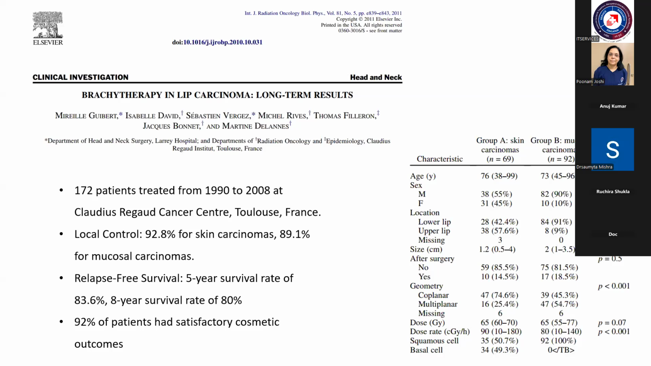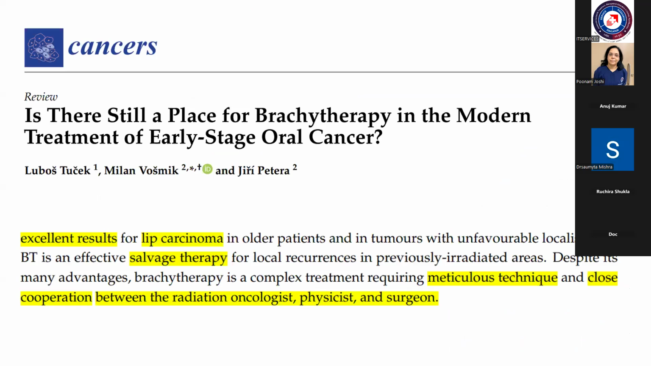So, is there still a place for brachytherapy in modern treatment of early stage oral cancers? As we know, there are excellent results for lip cancers, and it is a very good treatment modality in the salvage setting, but it requires meticulous technique and close cooperation between the radiation oncologist, physicist, and the surgeon.